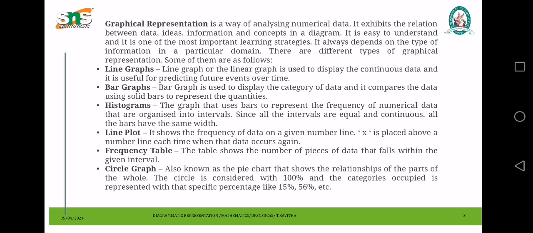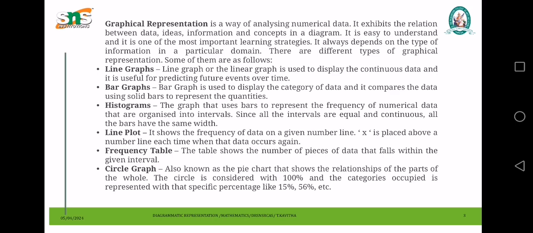The graph that uses bars to represent the frequency of numerical data that are organized into intervals. Since all the intervals are equal and continuous, all the bars have the same width. Line plot. It shows the frequency of data on a given number line. X is placed above a number line each time the data occurs again. Frequency table. The table shows the number of pieces of data that fall within a given interval.